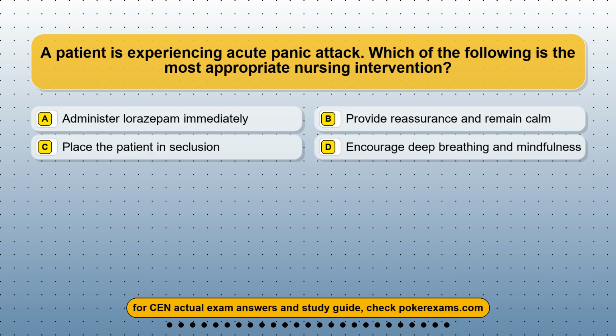Question 20. A patient is experiencing an acute panic attack. Which of the following is the most appropriate nursing intervention? Option A, administer lorazepam immediately. Option B, provide reassurance and remain calm. Option C, place the patient in seclusion. Option D, encourage deep breathing and mindfulness.